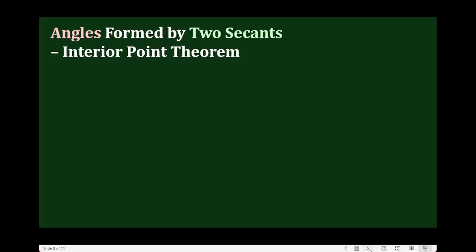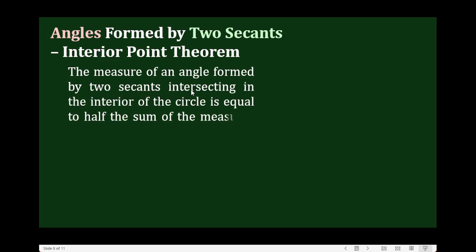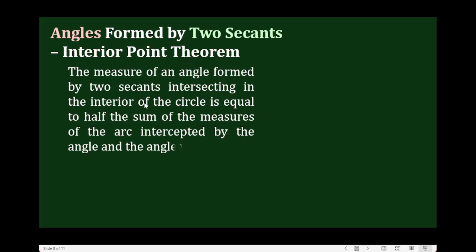Next theorem is angles formed by 2 secants interior point theorem, which states that the measure of an angle formed by 2 secants intersecting in the interior of the circle is equal to half the sum of the measures of the arc intercepted by the angle and the angle vertical to it.